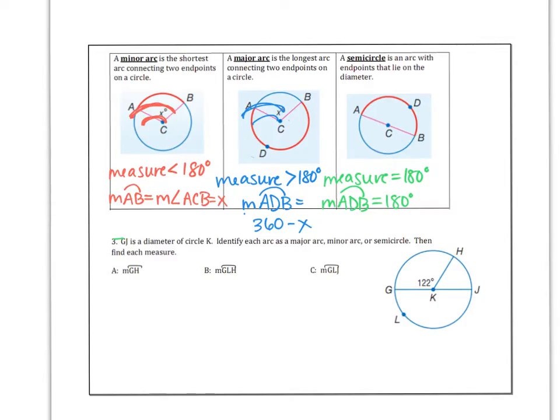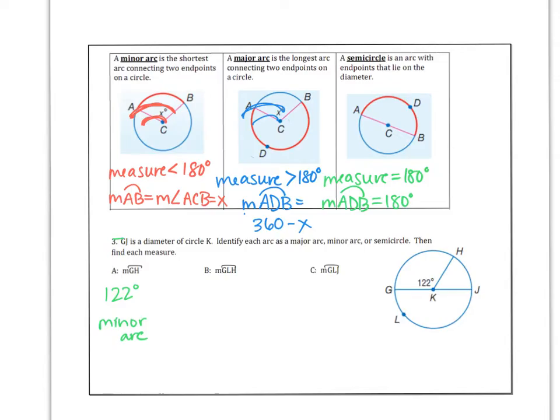So take a look at arc GH. Arc GH is right here. Notice this angle, this central angle, is 122. It opens up to that arc. So that is also 122 degrees. Is it major, minor, or semicircle? Well, it's less than 180, so that is a minor arc. Let's look at the next one.